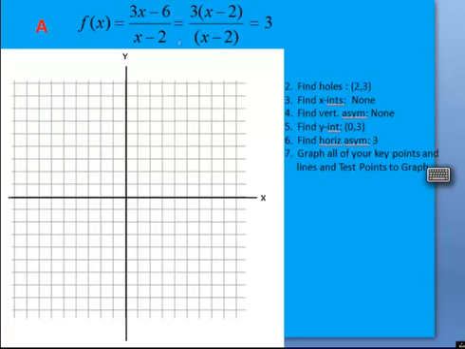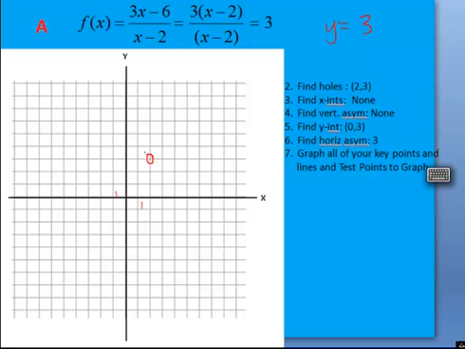Alright, so this one's kind of a simple one because we do know what this graph looks like. It looks like y equals 3. But find the holes. We found the hole. It's 2, 3, so over 2, up 3, there's a hole. I am going by ones. Okay, so we'll draw that.